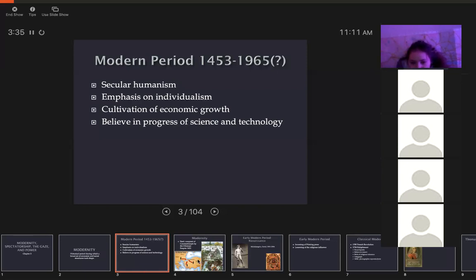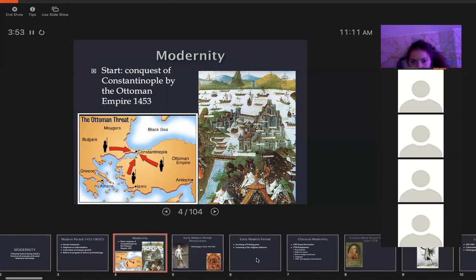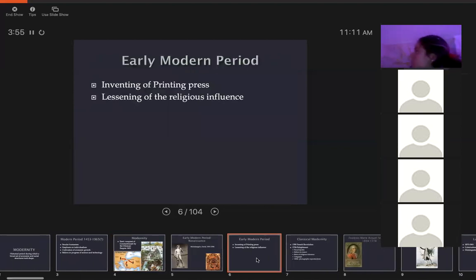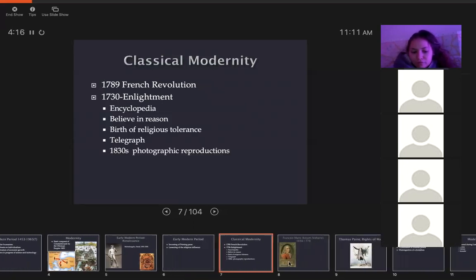Okay, so then early modernity starts with the conquest of the Americas, but also the conquest of Constantinople by the Ottoman Empire in 1453. And this is the period that we call the early modern period. So the early modern period ends around the French Revolution, and it is characterized by the invention of the printing press and the lessening of the religious influence. That's all you need to know about early modernism, and we're moving to classical modernity.